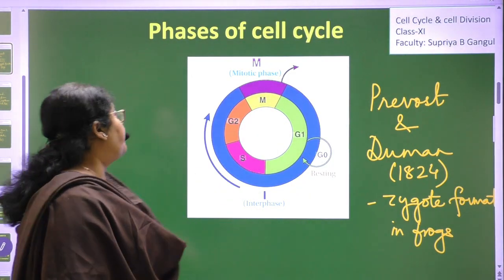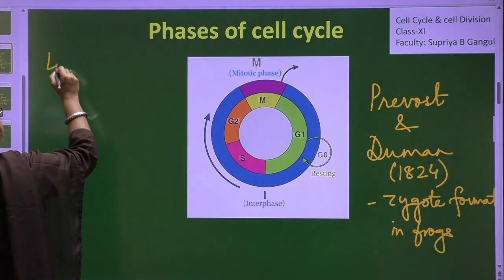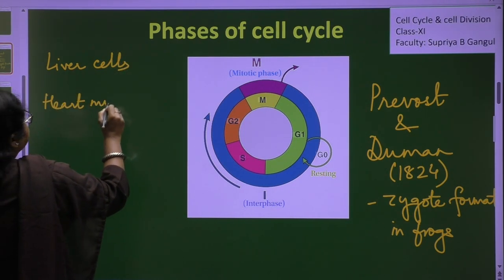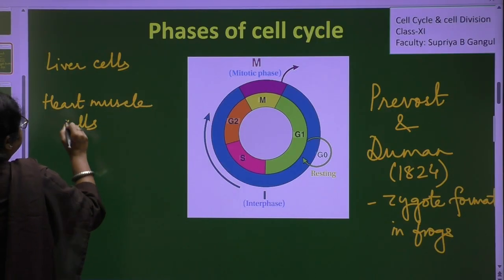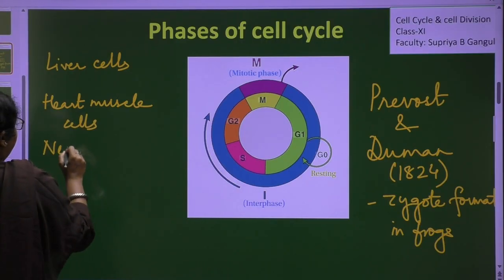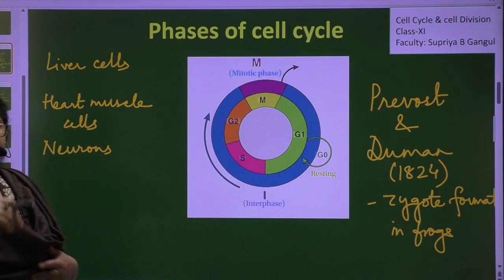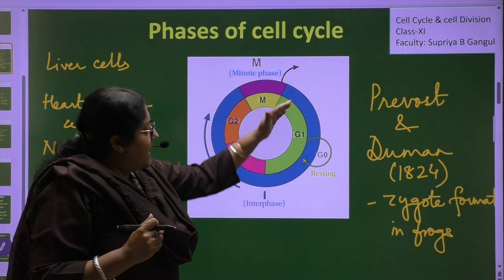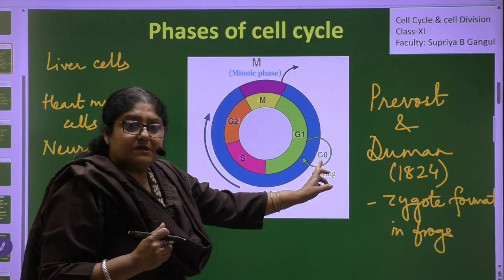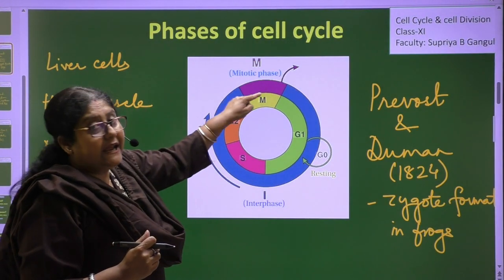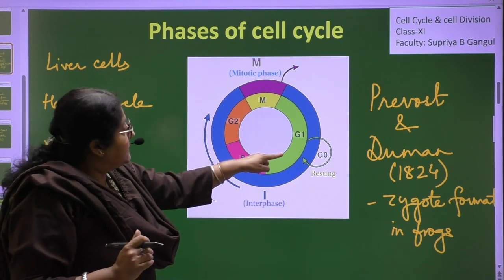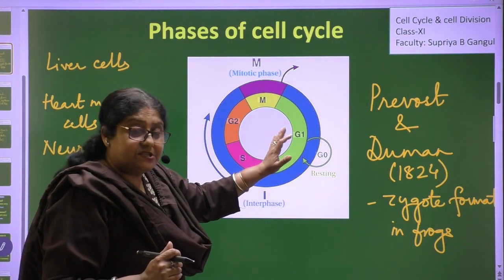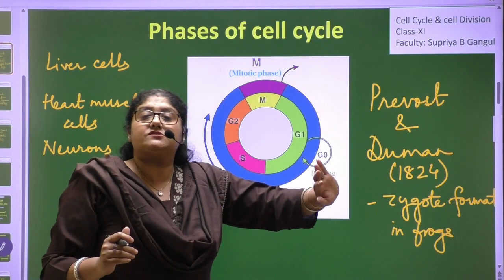Now there are certain cells in our body, say for example the liver cells, or the heart muscle cells, or say for example the neurons. In all these cells, what happens is as soon as they enter into the G1 phase, after the G1 phase, they pass out into the G0 phase. They do not enter the later phases. That means they don't enter into the S phase, but they remain arrested. Their growth remains arrested at the G1 phase, and they pass into another phase which is called the G0 phase.